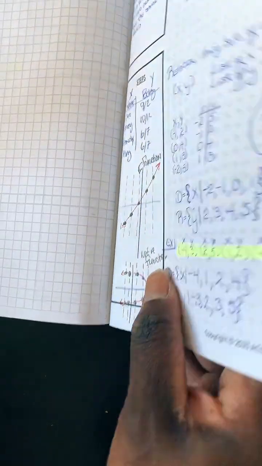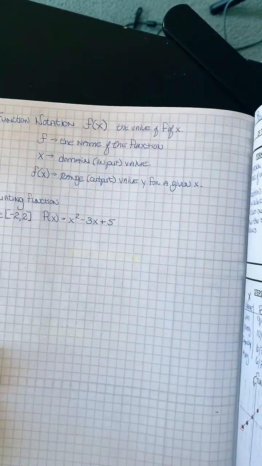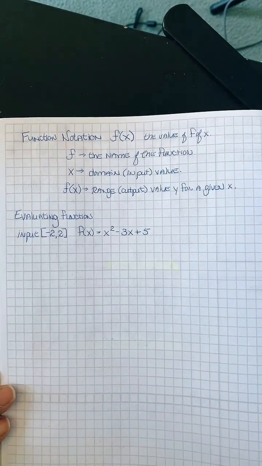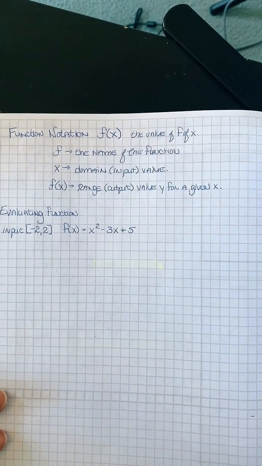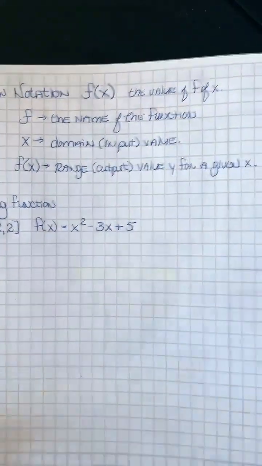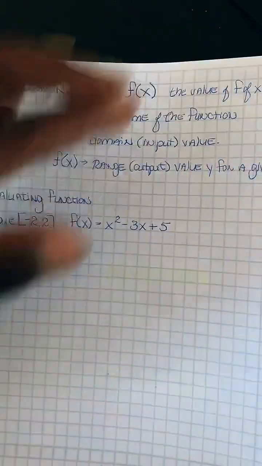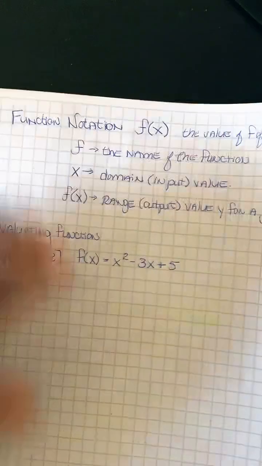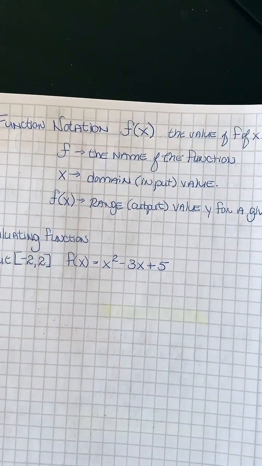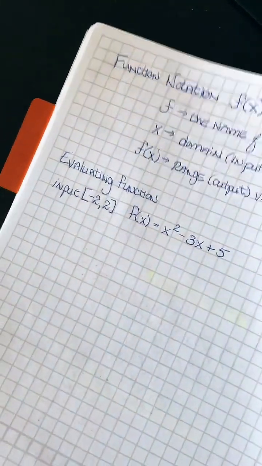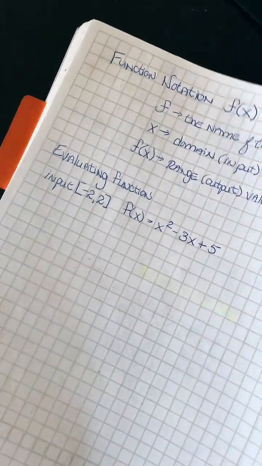Now, with the function notation, let's see if I'm getting everything in here. Might have to zoom just a hair. All right, I'm gonna have to do it like this. It's getting kind of crazy with this book. All right. I know all this information.